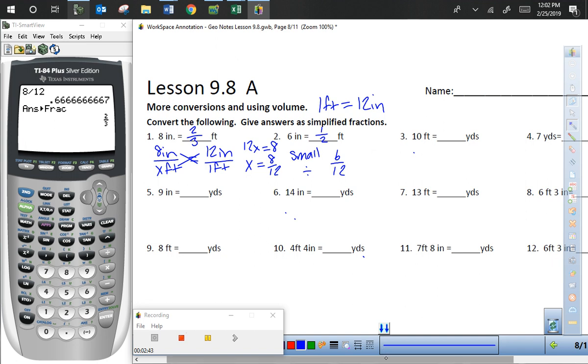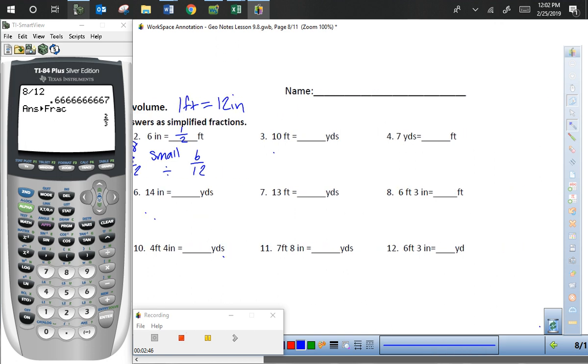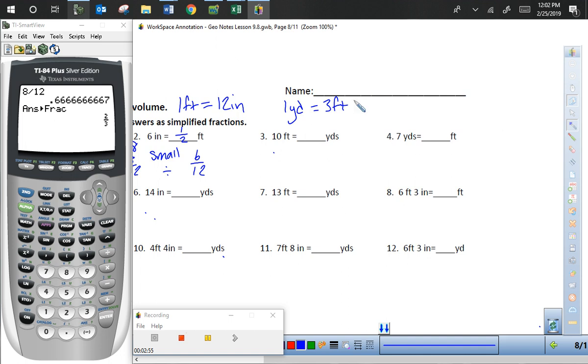Alright, the next one we're dealing with different measures though. We've got feet and yards. So now we need to know 1 yard is how many feet. Again, hopefully you know that conversion rate. 1 yard is 3 feet. And then we'll multiply by 3 or divide by 3 based on what we're starting with. So the pattern stays the same. If you start with the smaller one, you're going to divide. If you start with the bigger one, you're going to multiply.